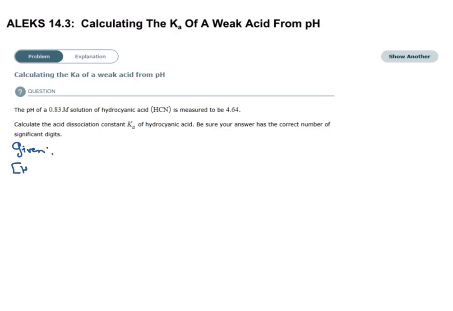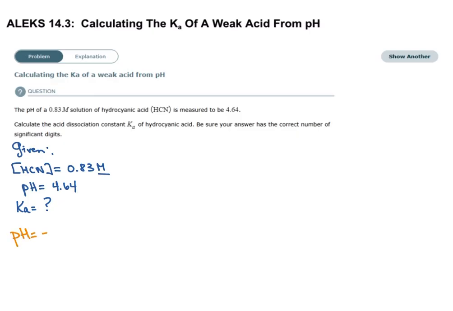They've given us the concentration of HCN. They've given us the pH. And they're asking for Ka. Now, Ka is an expression that relies on the equilibrium concentrations. We don't have equilibrium concentrations, so we're going to have to set up an ice table to figure out those equilibrium concentrations. Before we do that, let's go ahead and work with our pH.